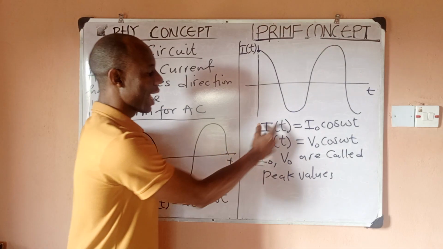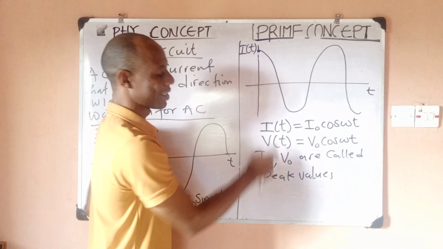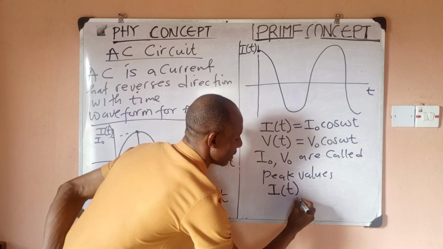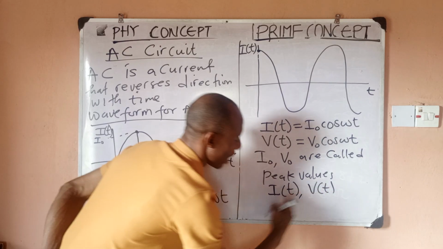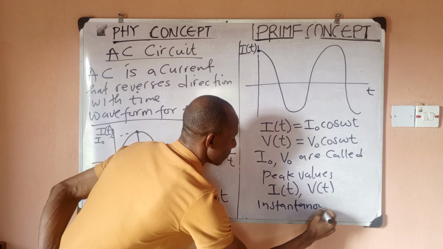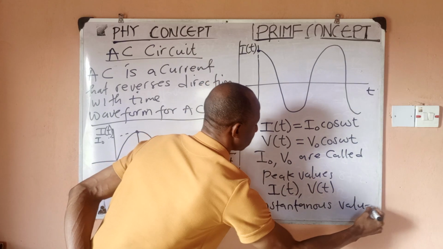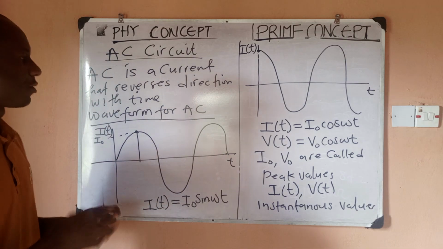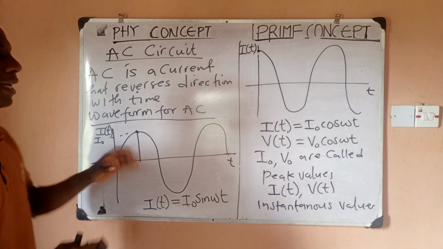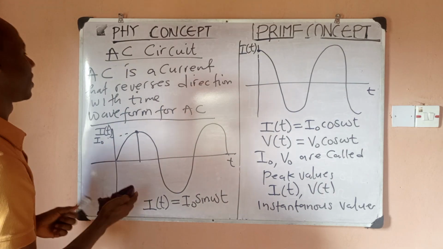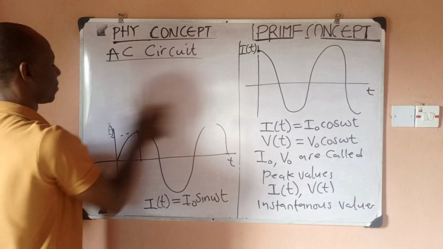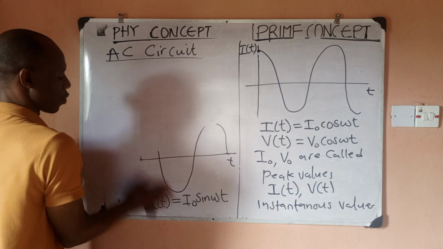Yes, while I, which is a function of time, and V are known as instantaneous values. So these are called instantaneous values. That is to say, we're going to define them very shortly. So this is one of the things we need to know, and this is the equation that guides the AC signal, the alternating signal.